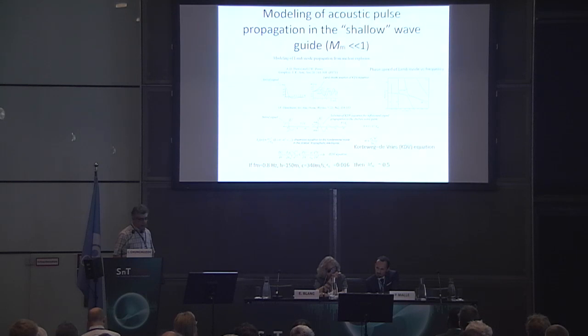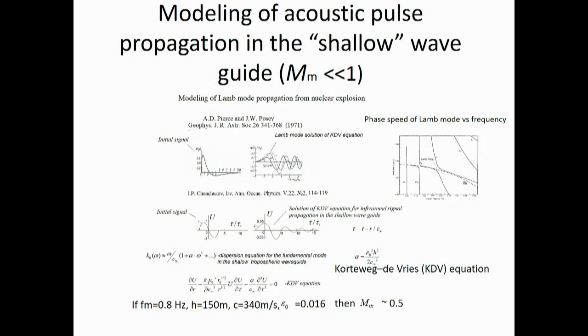In this case, the waveform of this wave mode is described by the solution of the so-called Korteweg-de Vries equation, and it is shown below the waveform, and it looks like an oscillating wave train. And it is interesting to note that the same waveform has the signal from the so-called Lamb mode generated by nuclear explosion. We see the similarity of the waveforms.